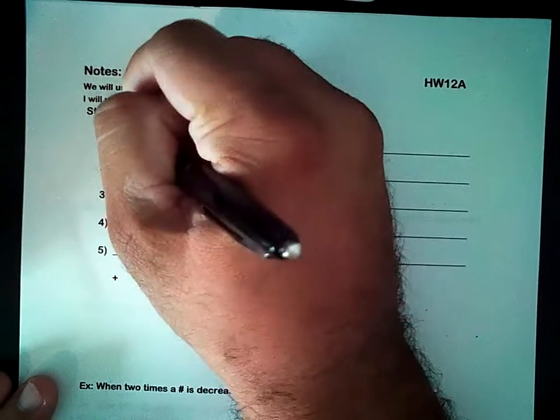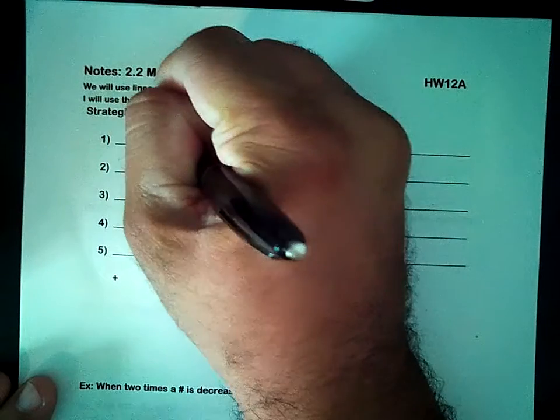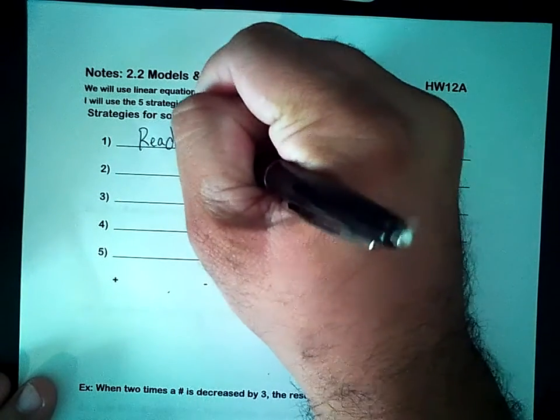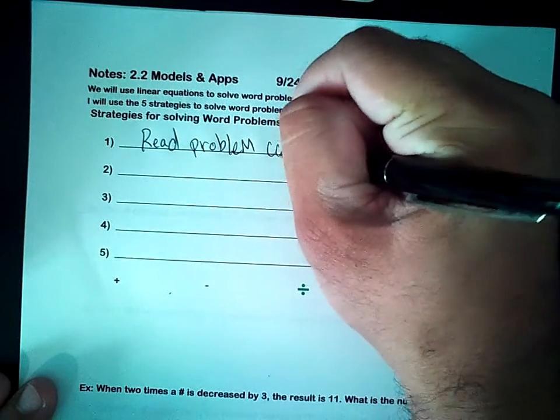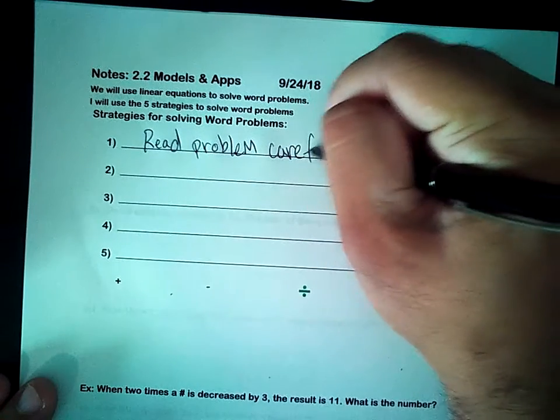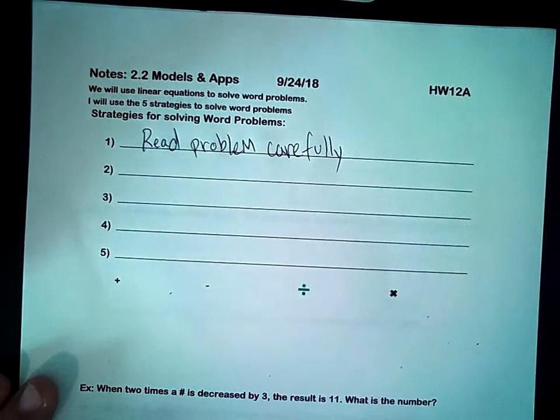So one strategy is that you're going to need to read it carefully. And the only reason I put this on here is because sometimes when students tell me to help them, they haven't read the problem yet. So start off by reading it. Read it carefully, think about it.